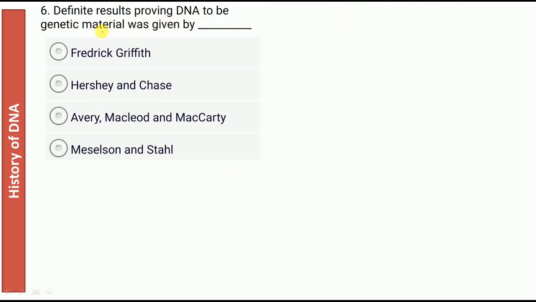Define results proving DNA to be genetic material was given by. So who proved that DNA is the genetic material? Was it Griffith? Griffith, as we discussed previously, was related to the transformation experiment. Was it Hershey and Chase? The correct option is C, Avery, MacLeod and McCarty. This is a very important question and it has been asked many times. Please commit it to your memory.